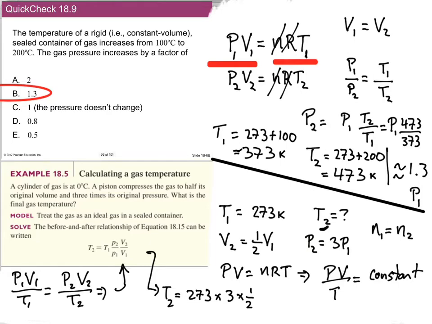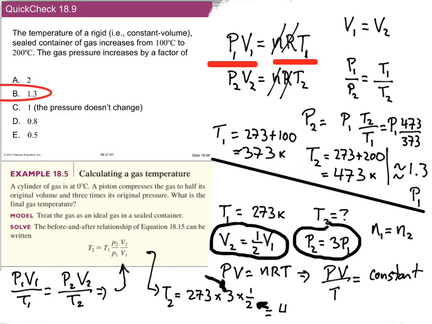Comes from here. P2 over P1 is 3 times, so we write a factor of 3. And the ratio V2 over V1 gets from here. V2 divided by V1 is 1/2. So that's the number here. Factor of 3 from the pressure was put in there. And that gives you T2 equals 273 times 3 times 1/2. The answer is 409 kelvins.